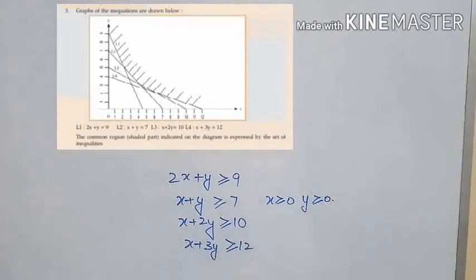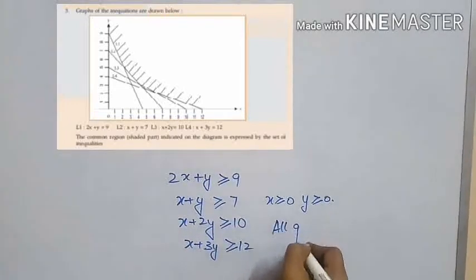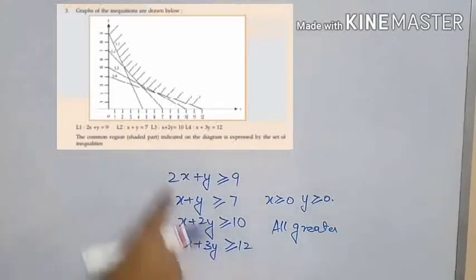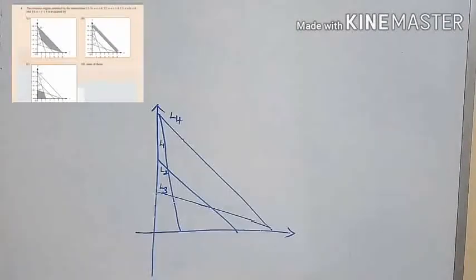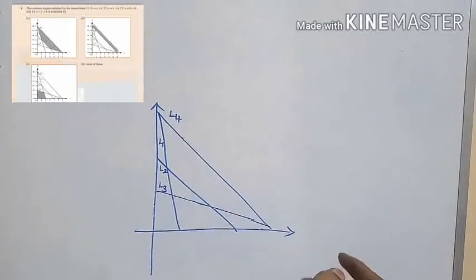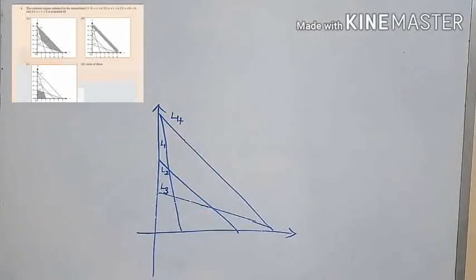And the common condition should be x greater than or equal to 0 and y greater than or equal to 0. So the option is C. The next question is, the common region satisfied by the inequalities L1, L2, L3 and L4 is indicated by.